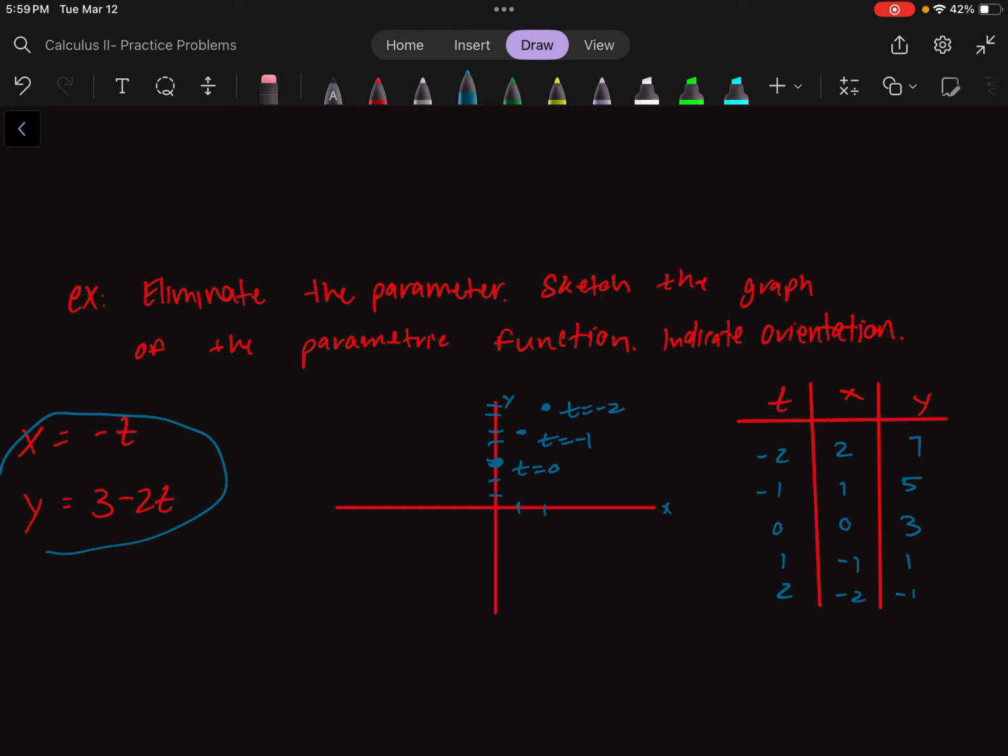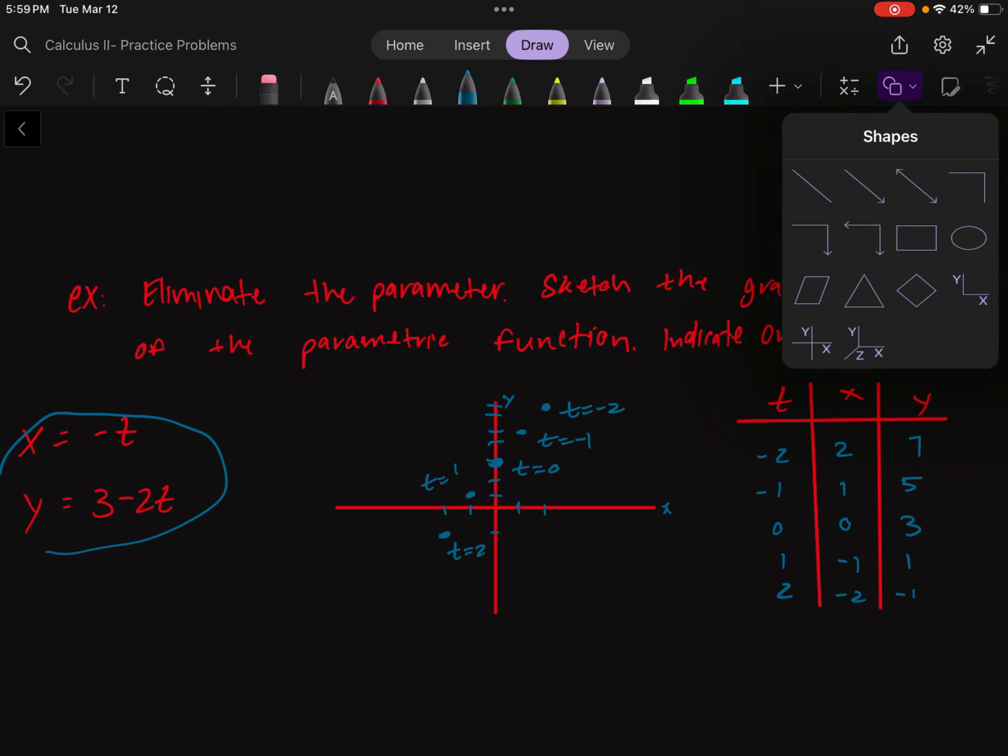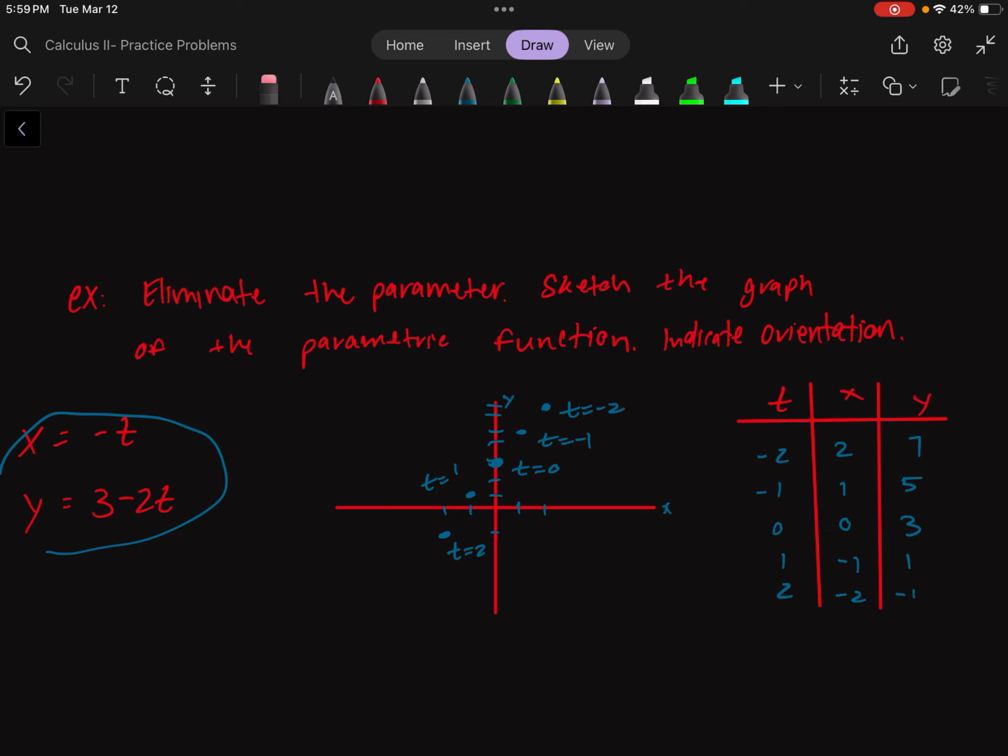Negative 1, positive 1 corresponds to this point, and that's t equals 1. And finally, negative 2, negative 1 corresponds to this point, which is t equals 2. So you can see over the progression of this t variable, the x and y points are moving in a straight line. This would be what the curve is doing. This line is the parametric function.